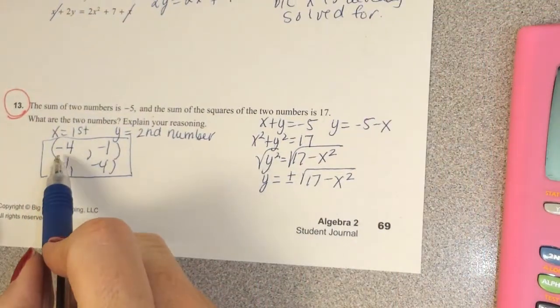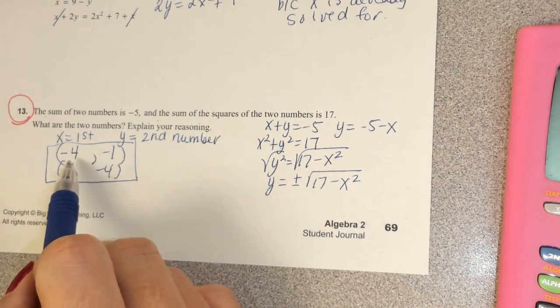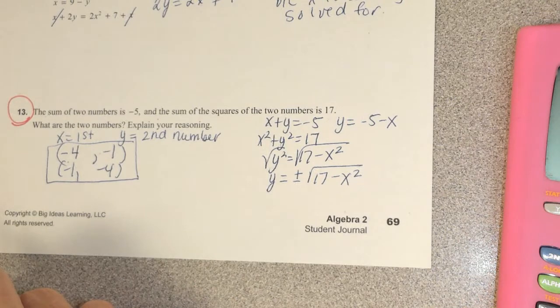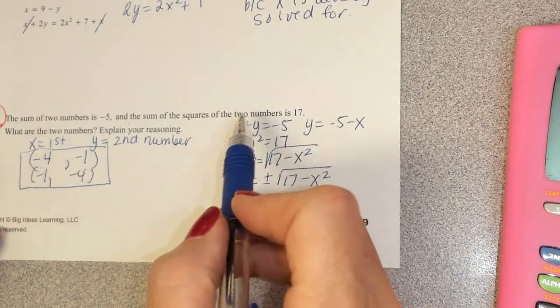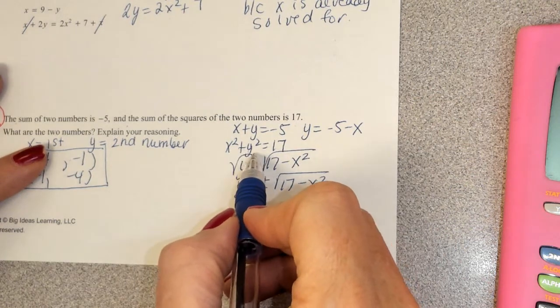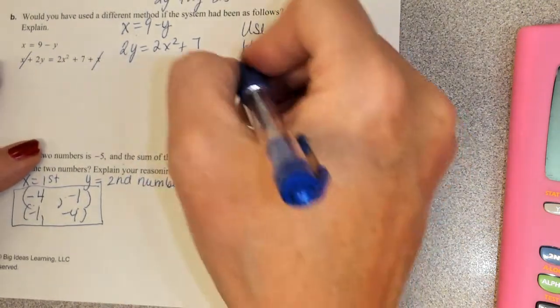Really that's kind of the same thing. It doesn't really matter. This is my first number, this is my second number, or vice versa. Okay? Now, if I wanted, I could have solved this with substitution, like I said. Let me just do this real quick for you. I'm going to do it very quickly.